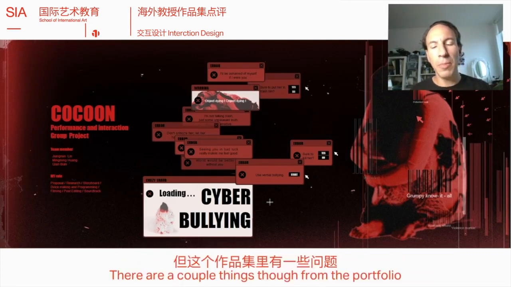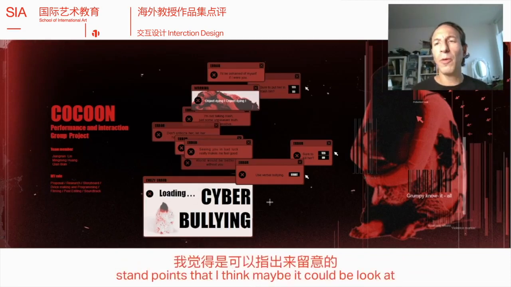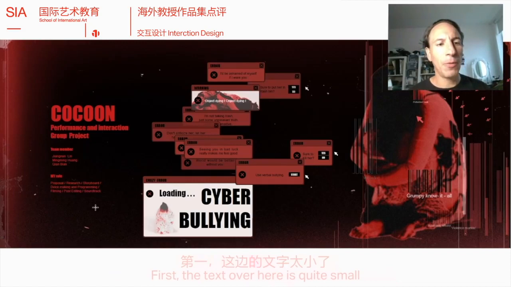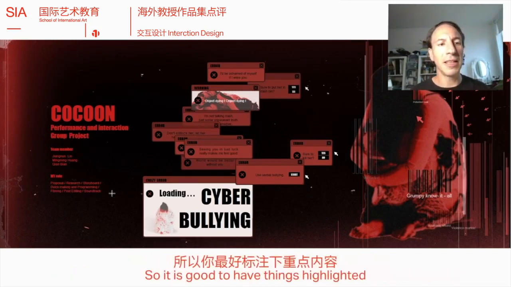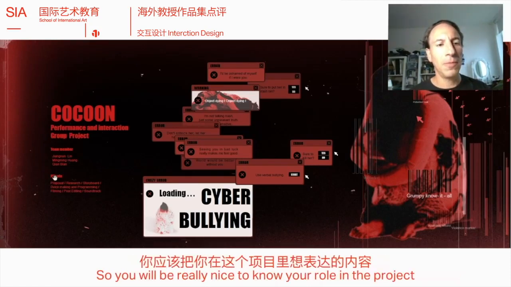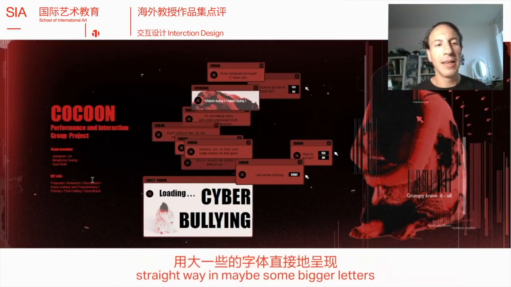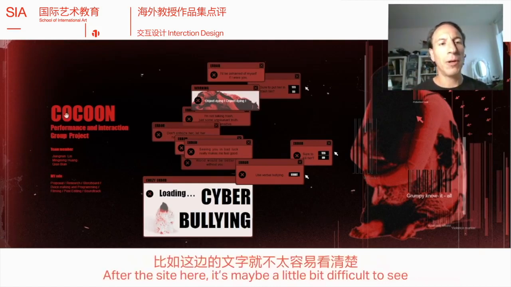There's a couple of things though, from a portfolio standpoint, that I think maybe could be looked at. First is that the text over here is quite small. And when you're reading portfolios, usually the tutors go through quite quickly. So it's good to have things highlighted. It would be really nice to know your role in the project straight away in maybe some bigger letters. Off to the side here can be a little difficult to see.